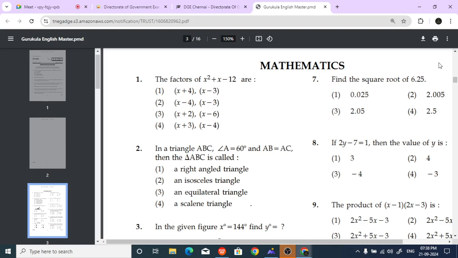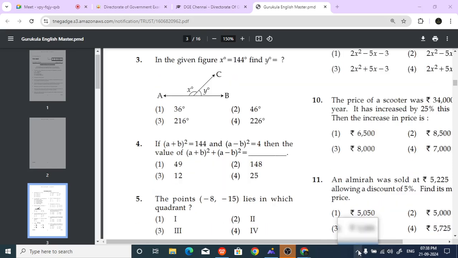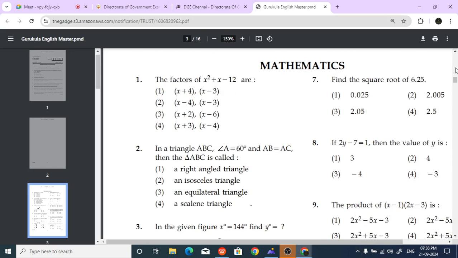Because x plus 4 and x minus 3, if you multiply these two, you get x square plus x minus 12. Okay, let us see whether the second option is right or wrong. Second option is x minus 4 and x minus 3. See, x into x, you are getting x square. No problem. Minus 4 into x, you are getting minus 4x, and x into minus 3, you are getting minus 3x.